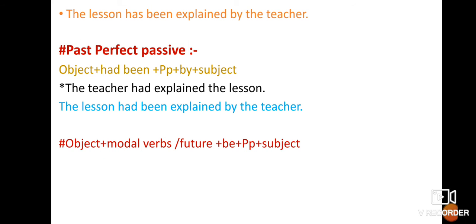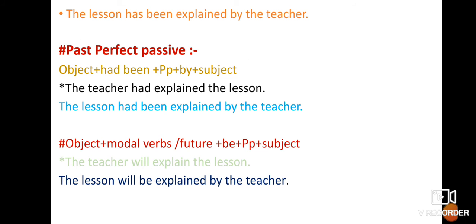Any modal verb or the future in the passive form: object, plus the modal verb or the future, plus be, plus the past participle of the verb, then by and the subject. As in this example: the teacher will explain the lesson. The teacher can explain the lesson. The teacher may explain the lesson. The teacher must explain the lesson. When we change it to the passive, I say: the lesson will be explained by the teacher.